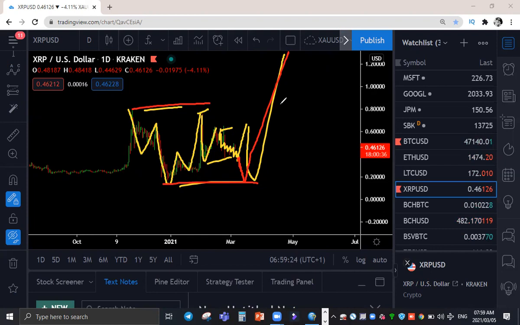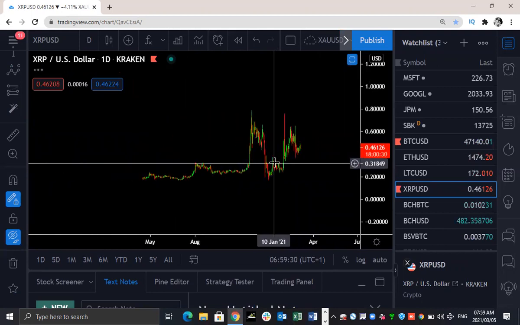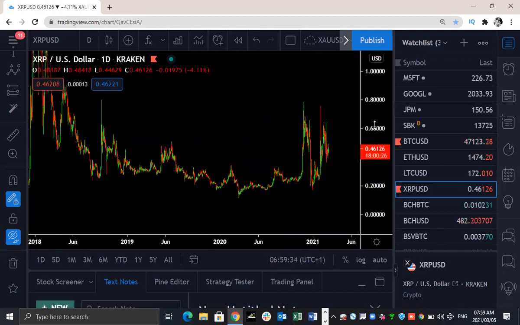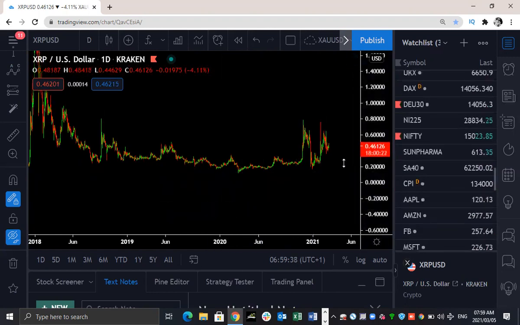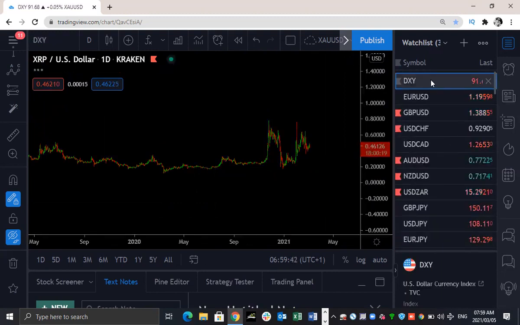Okay, we'll see new highs to even 1 day. So that's going to be very interesting, but not yet. We don't have that yet. So that is what we're seeing there on Ripple. Right, that's all on the cryptos. Let's go through the US dollar pairs, DXY.